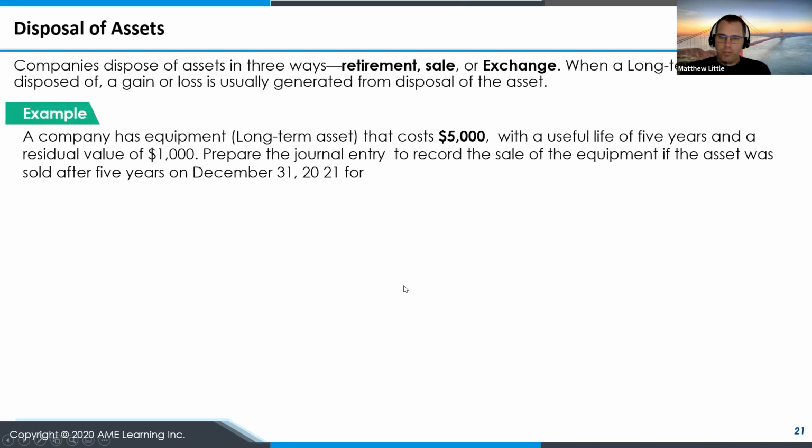All right, we'll move on to disposal of assets. So very often we dispose of them in one of 3 different ways. Either we retire the asset, we sell the asset, or maybe we change it in on a trade-in for something new. Whenever we dispose of an asset, there's typically a gain or loss generated from the disposal of that asset.